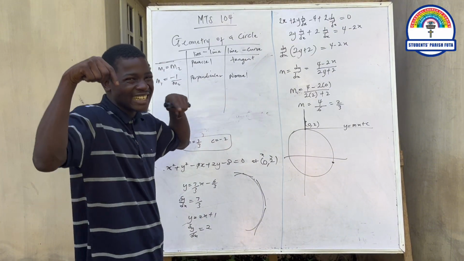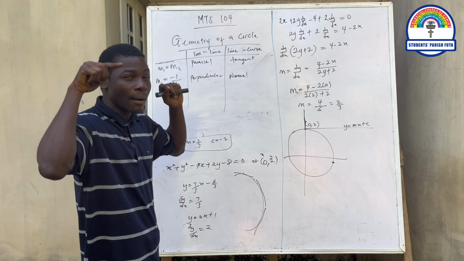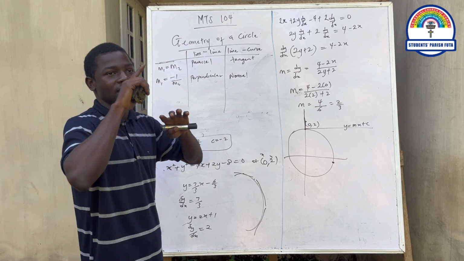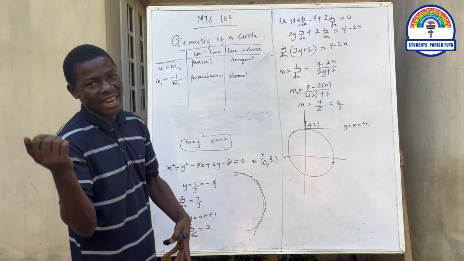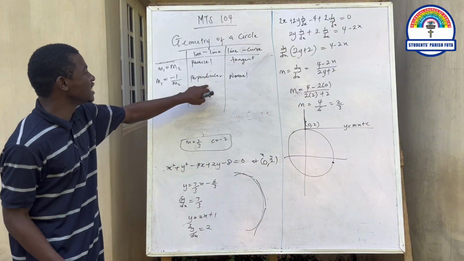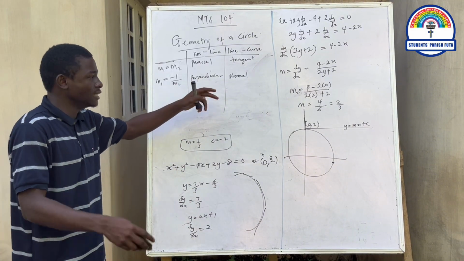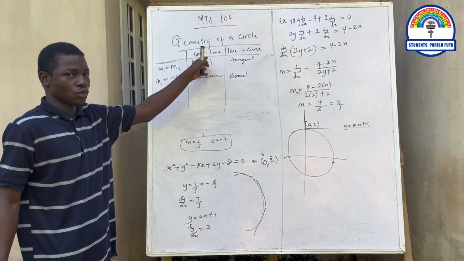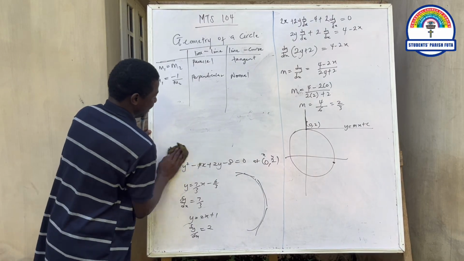If it is normal, the product of the gradient at that point on the curve and the gradient of that line gives you -1. So I'm just saying, treat normal the way you do perpendicular lines, and treat tangent the way you do two parallel lines. Now let's solve this question in both cases.